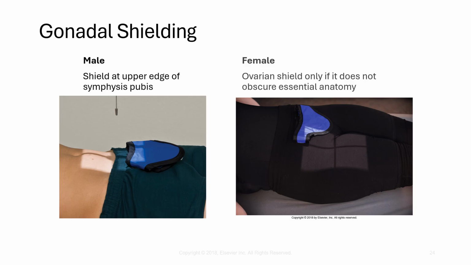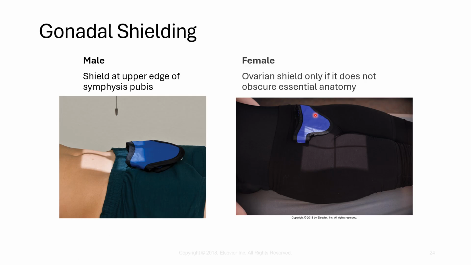Gonadal shielding, as far as the registry is concerned: males can be shielded on the abdomen because the gonads lie below the pubic bone. The testicles lie below the pubic bone, so shielding is able to be done, but females typically are not shielded on the abdomen because of where the ovaries lie.